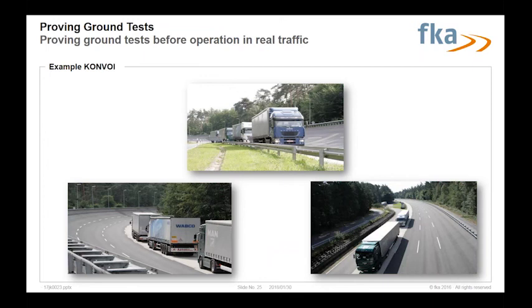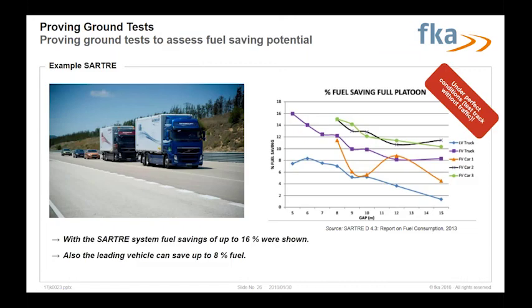What did we do in Convoy, and what every system did, Sartre and Companion: before they went on the road, of course, they did tests on a proving ground to make sure that the operation in real traffic is safe. You do some cut-in maneuvers and other maneuvers to really make sure, okay, we believe that the system will be safe before we go into real traffic.